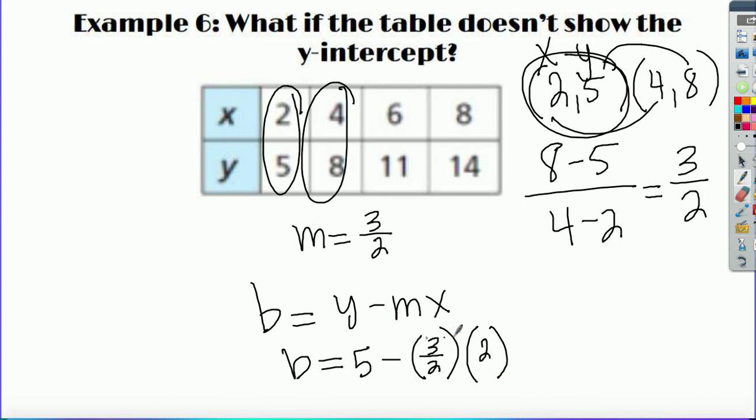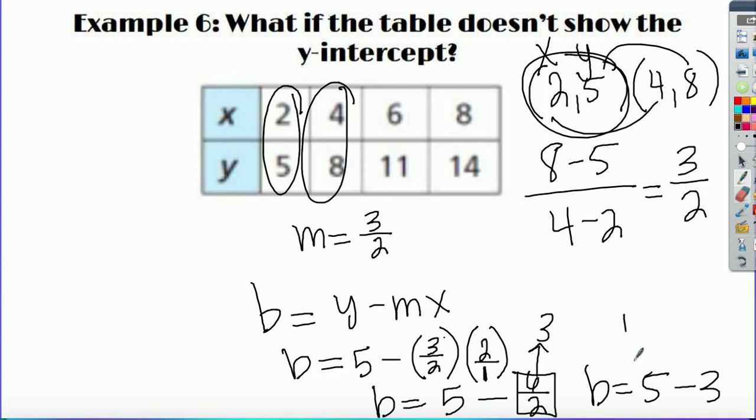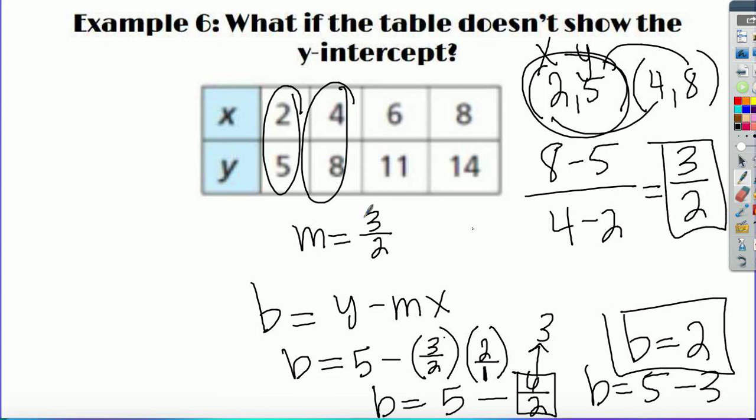Again, we have a fraction. We've got to remember you're multiplying numerator across, denominator across. Since 2 is a whole number, it has a 1 underneath. So following order of operations, we're going to multiply first, and we've got b is equal to 5 minus 3 times 2 gives us 6, 2 times 1 gives us 2, and really 6/2 is 3. So we're really looking at b equals 5 minus 3, which is 2. So we've got our y-intercept, we've got our slope, and our equation is y equals 3/2 x plus 2.